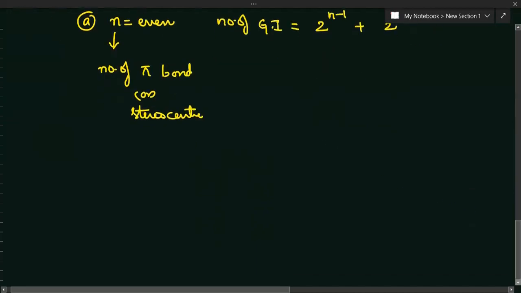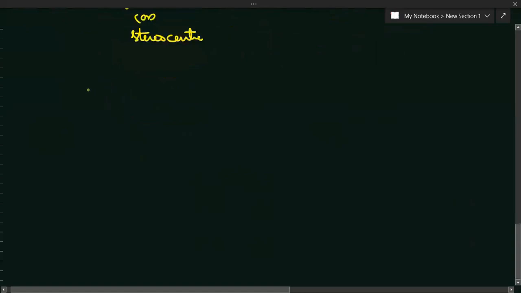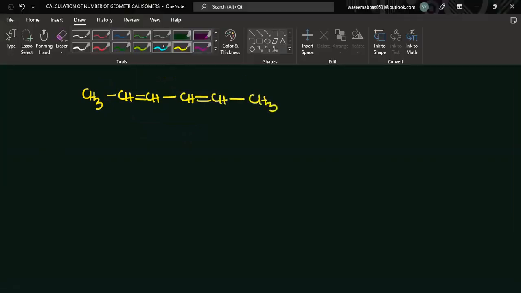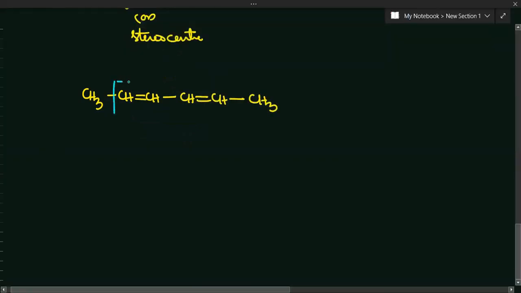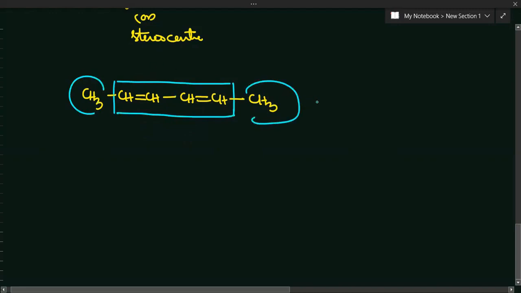We'll go for an example like CH3, CH double bond CH, double bond CH, and then CH. Now excluding this conjugated system, on this side you have methyl, on the other side also you have methyl.